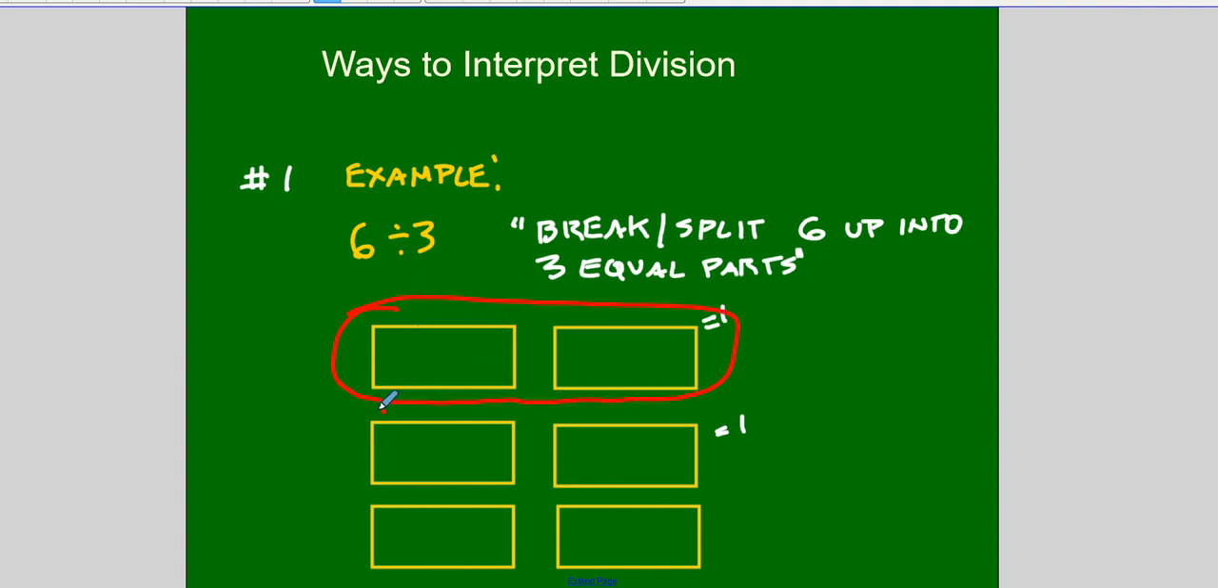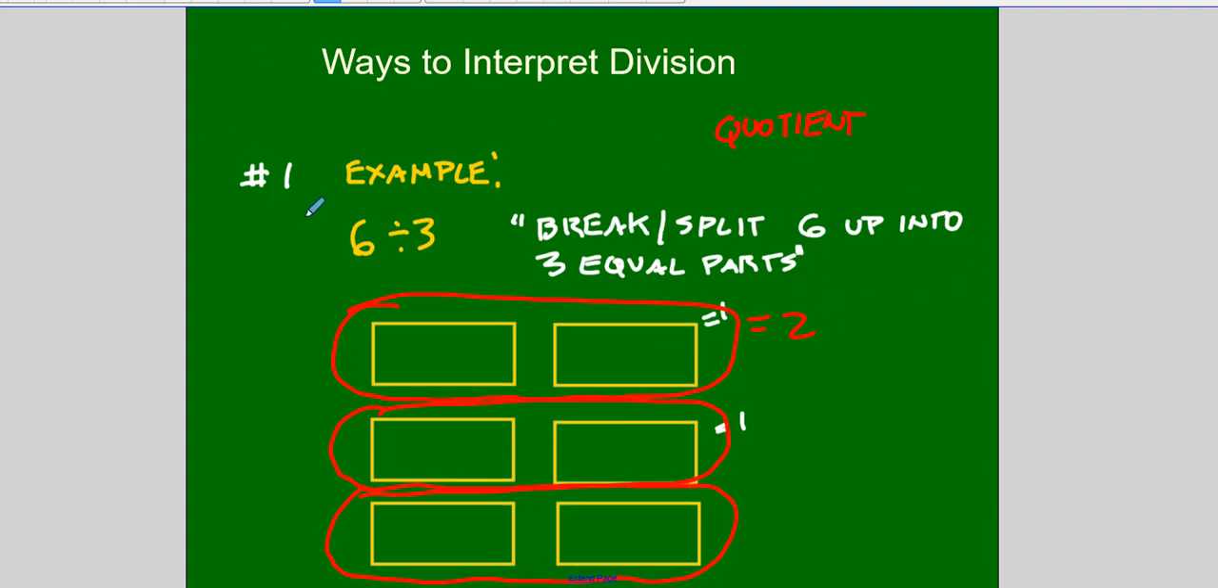So we've got 3 equal parts here. We're dividing into 3 equal parts, and each one of those parts is 2, and that's what the quotient is. Quotient is the result of a division problem. So our answer is 2. One way of thinking of division, again, is breaking up: dividing by 3 is telling you how many times you want to break up 6.